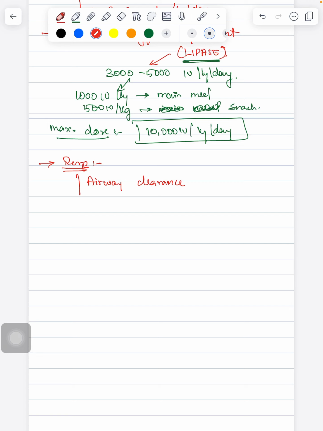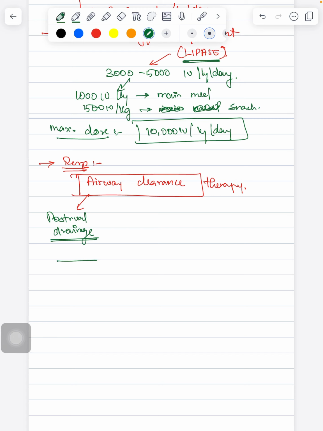How can you do it? One, by postural drainage. Whichever lobe is affected, you have to do postural drainage according to that. If your lower lobe, middle lobe or upper lobe is affected, you have to make the child lie down in the cot, bring a head down position, and do percussion. That is, you have to do chest physiotherapy.